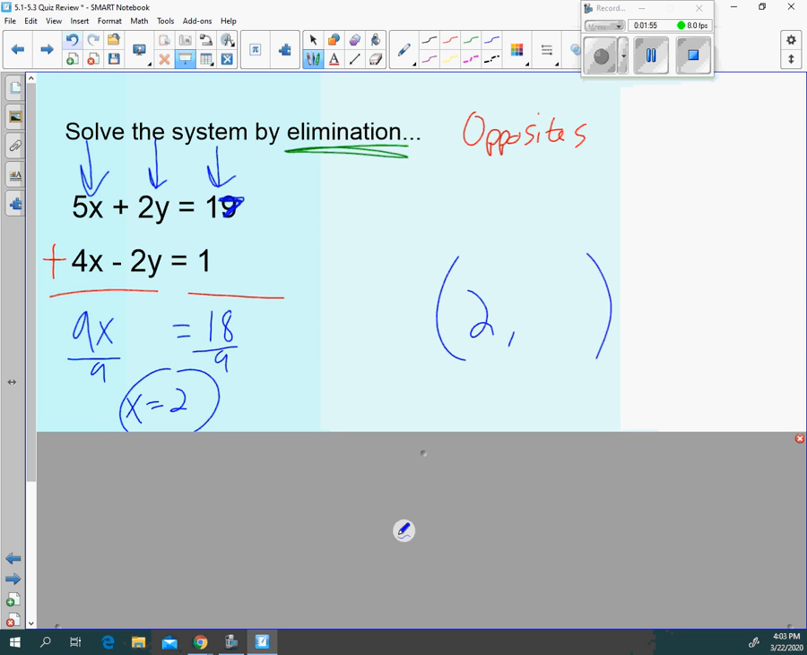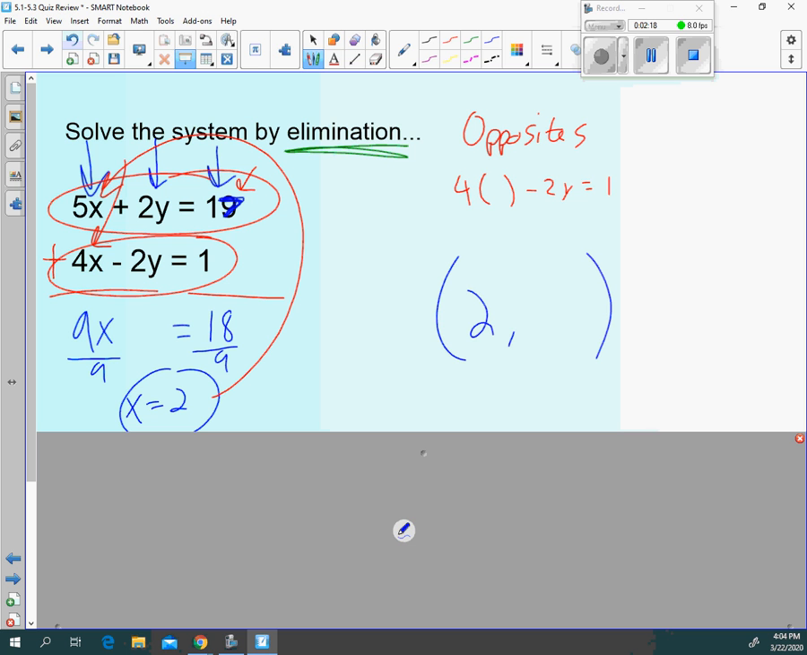What do I do next? Plug it in. Plug it in for the x. And I can pick either that one or that one. I think I'll pick the top one because I feel like it. Actually, no, I'm going to pick the bottom one because the top one I changed to that 17 and that might be messy. So I'm going to do the bottom one. 4x minus 2y equals 1. But x is 2. That's going to give me 8 minus 2y equals 1. Minus the 8. We're going to get negative 2y equals negative 7.